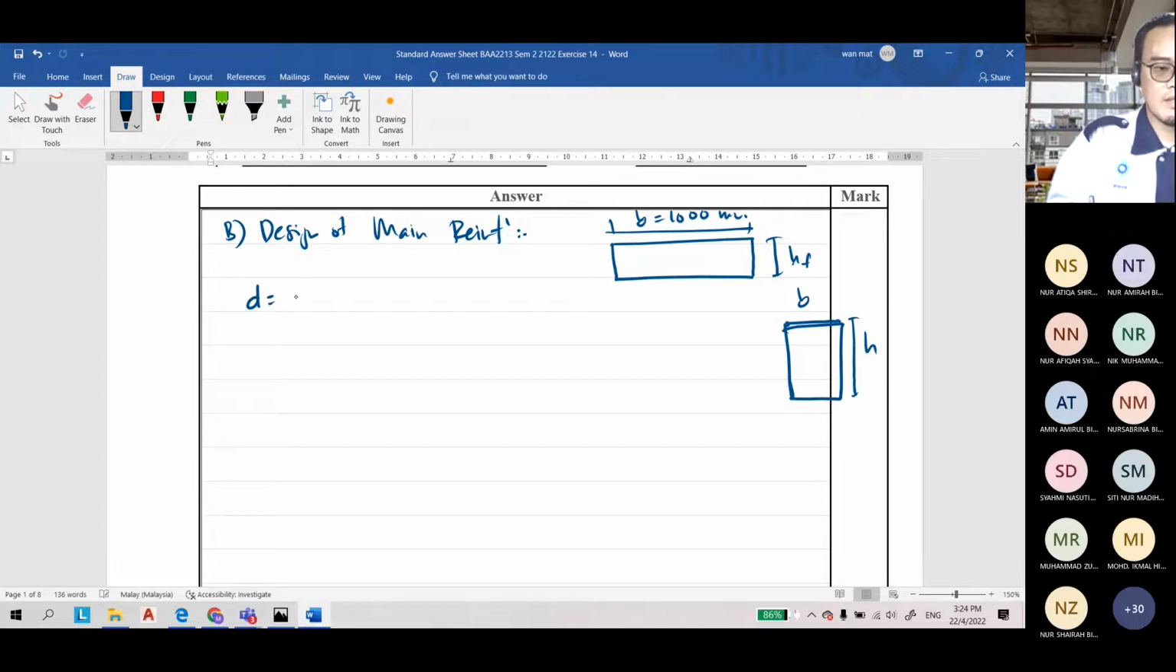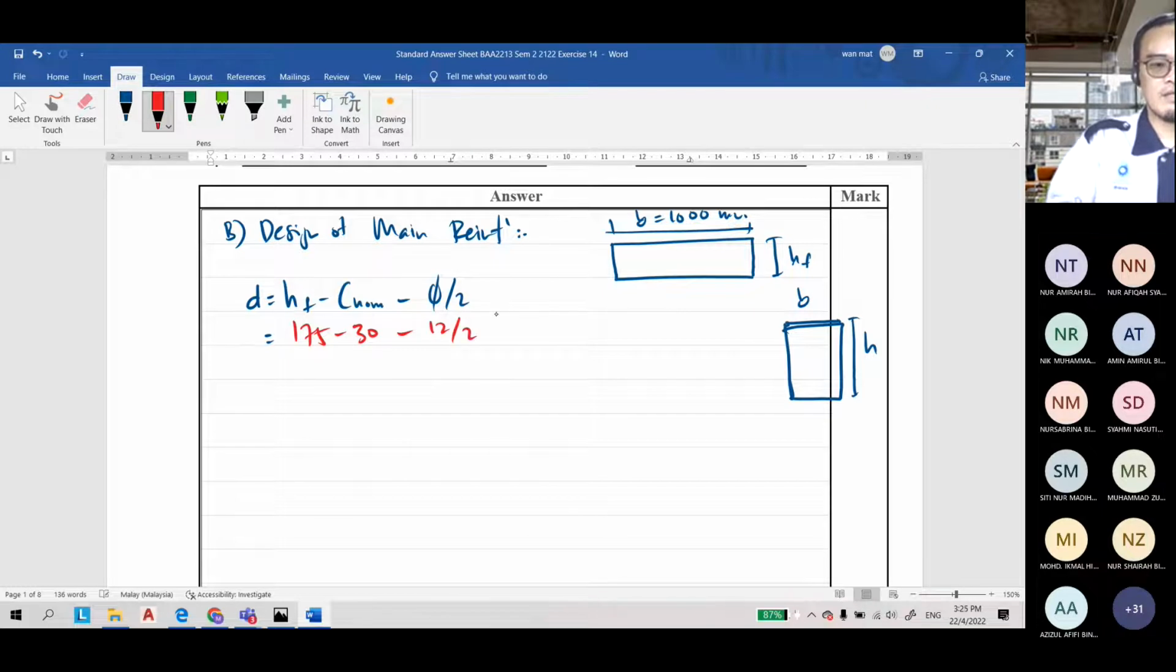D is equal to h minus c nominal minus diameter directly, because you don't have link usually. So h is 175 minus 30 minus, sorry, diameter must be divided by 2, 12 over 2. So what is the answer?